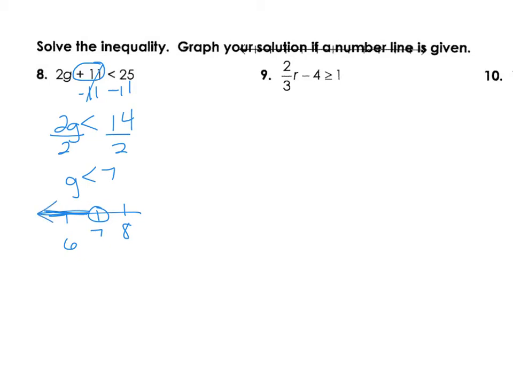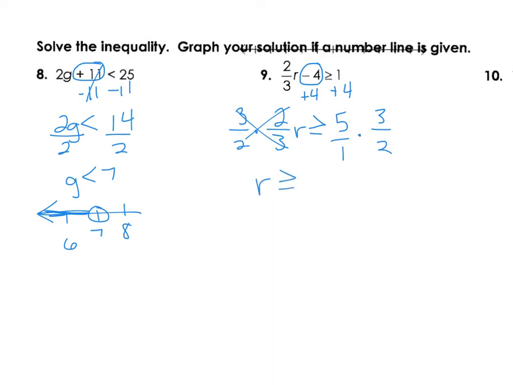Once again, this number 9 is a two-step equation. I'm going to get rid of that first. I'm going to add 4. Add 4. That gives me 2/3 r is greater than or equal to 5. And now to get rid of this 2/3, I'm going to multiply both sides by the reciprocal. That all cancels, leaving me with just r on the left side. R is greater than or equal to, and there's nothing that we can cancel on this side, so multiplying numerator times numerator would give me 15, denominator times denominator would give me 7, or r is greater than or equal to 7.5.